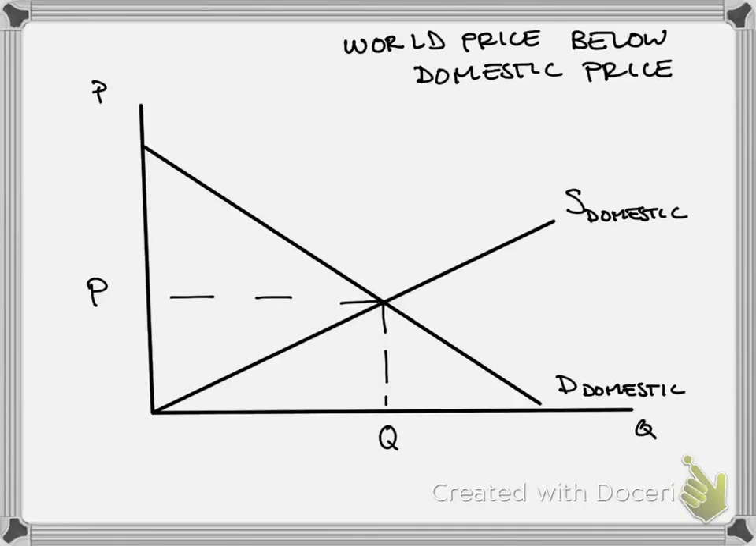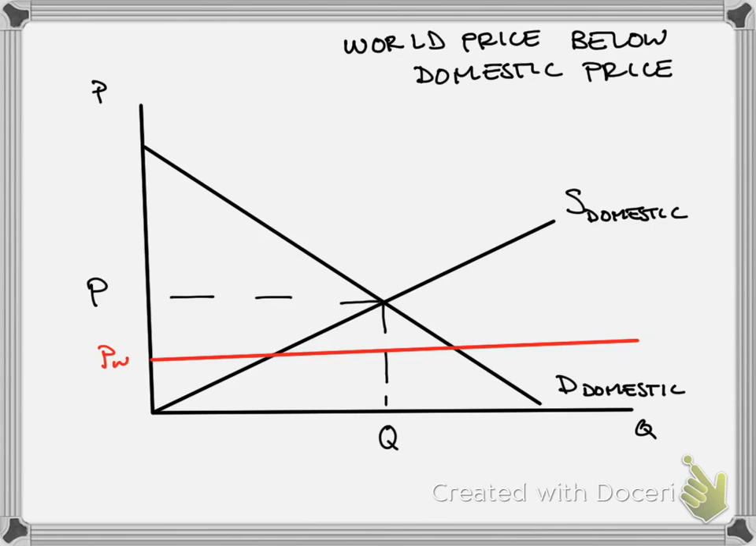The previous video showed what happens when the world price is above the domestic price. Well, now let's look at another example where the world price is below the domestic price. That means when the country engages in international trade on these world markets, the price that they're selling steel at is much higher than the price that it's being sold at in the world.